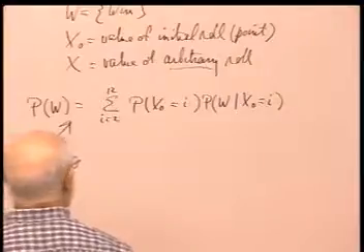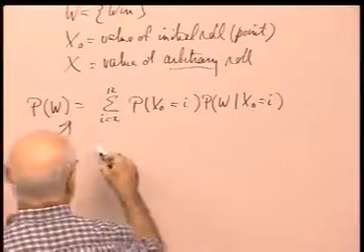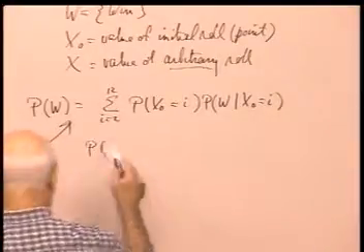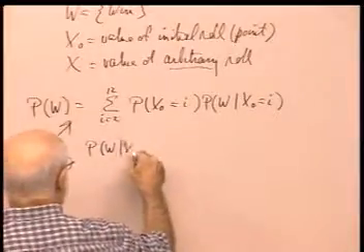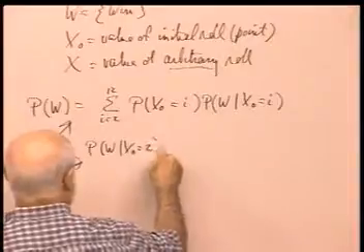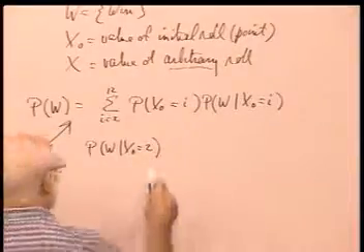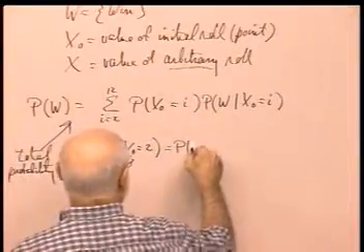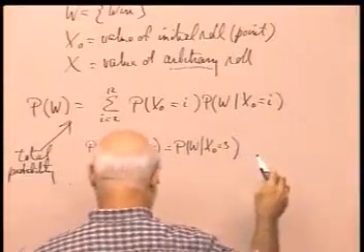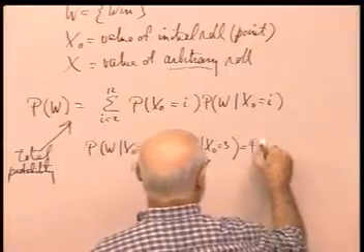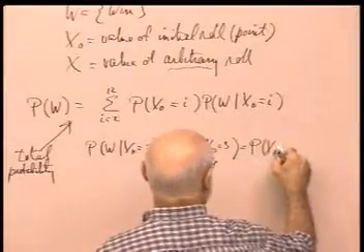Okay, so some of these are easy. In fact, they're all easy. What's the probability that I win given the initial roll is a 2? Of course, that's the same as the probability of winning if the initial roll is a 3, and the same as the probability of winning if the initial roll is a 12.